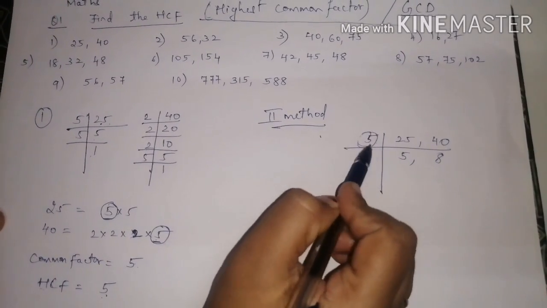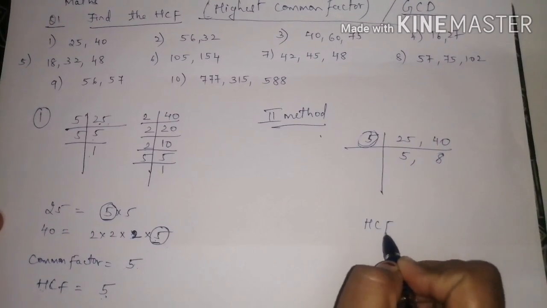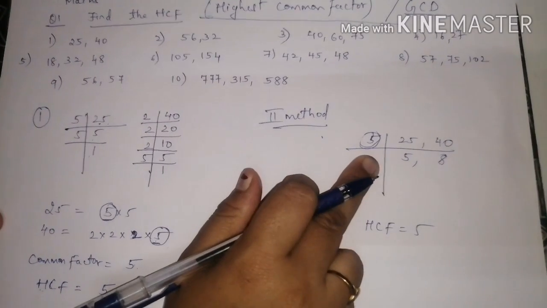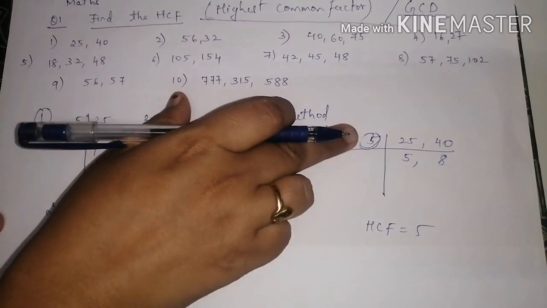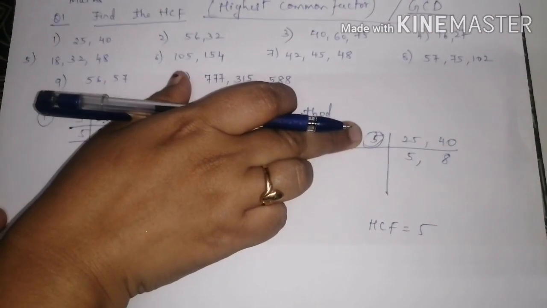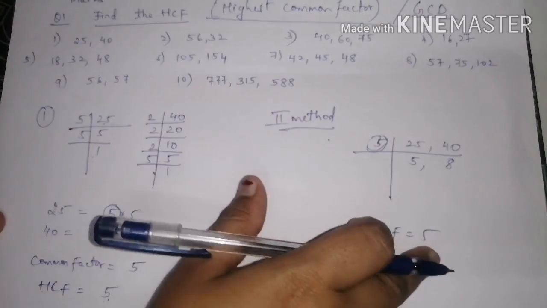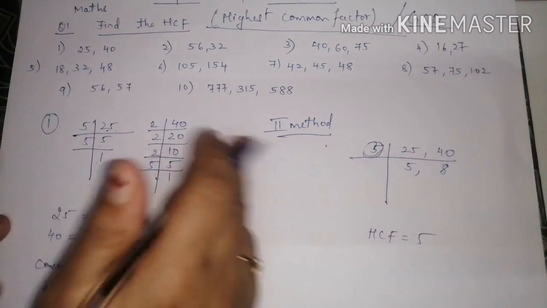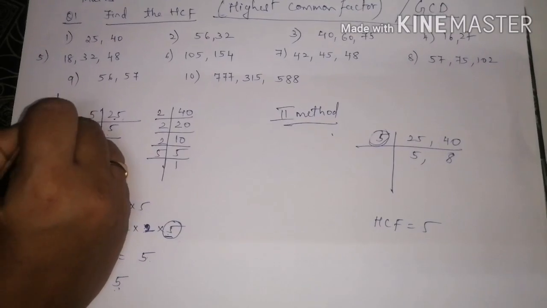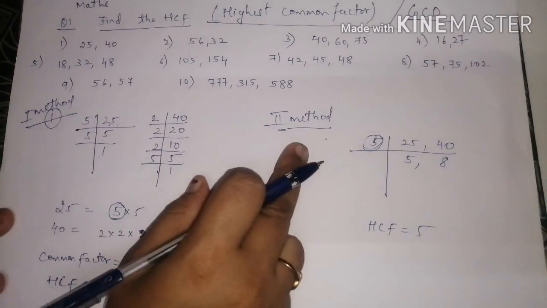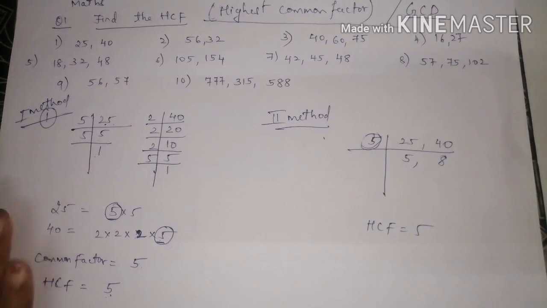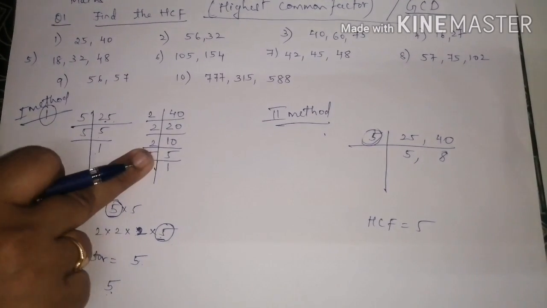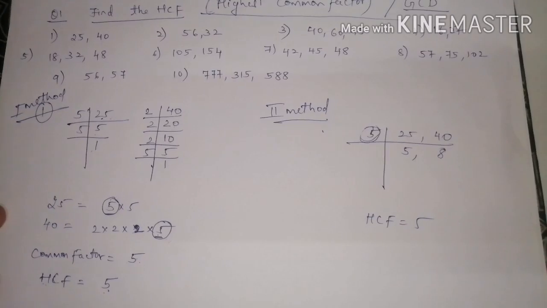So what do we have here? 5. So HCF is 5. There is no other table in which both the numbers will go. That is why we stop here. So we got only 5. So HCF is 5. This is also one of the methods. This is your first method, and this is your second method. You can go by any method which you feel is easy. I am going to solve by the prime factor method as we did in the 11th practice set.